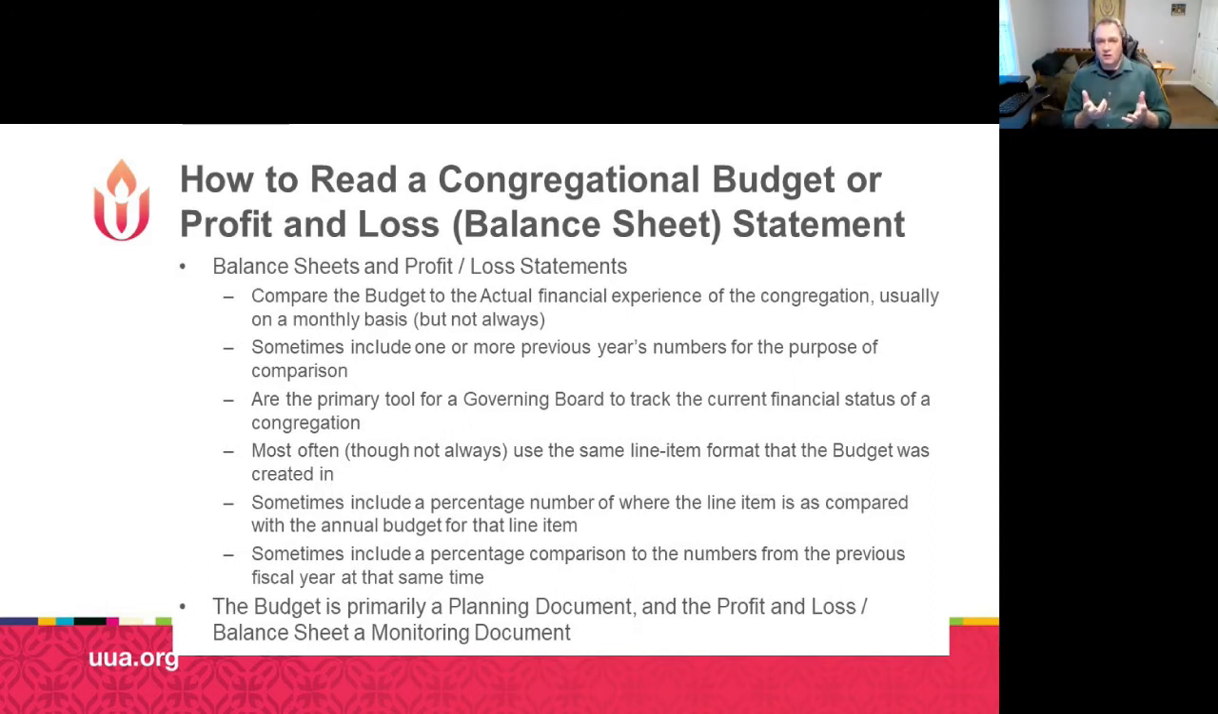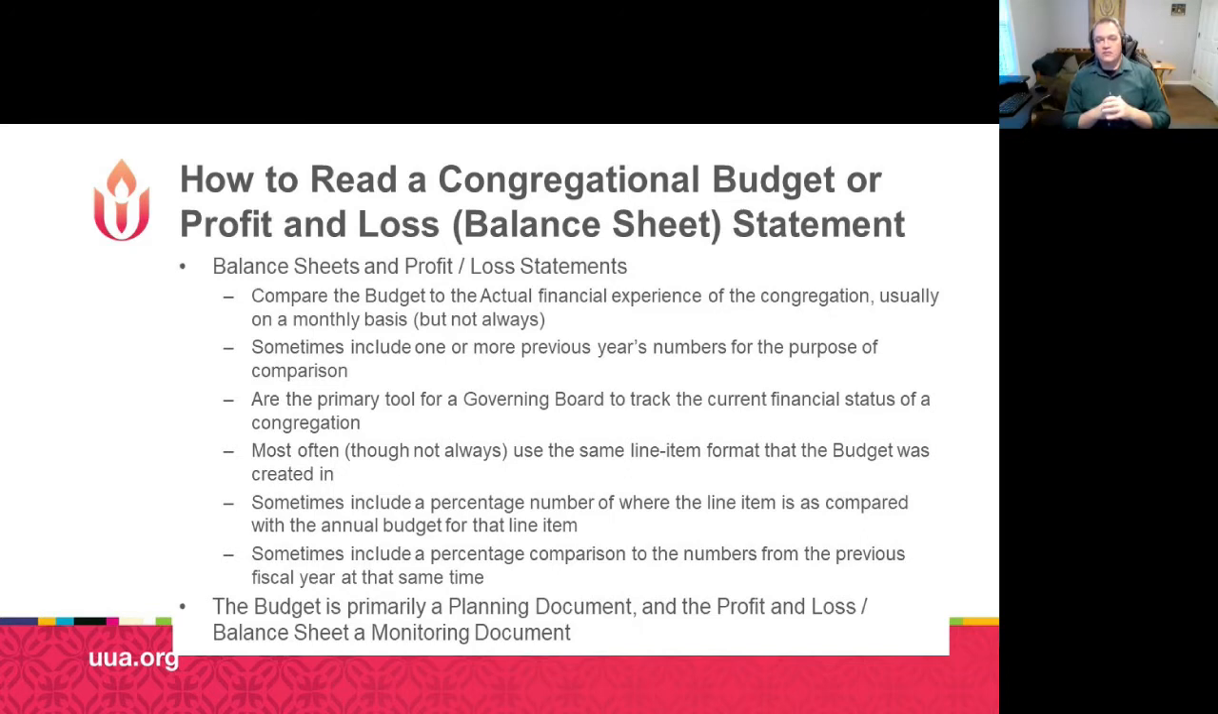Sometimes they include one or more previous years of numbers for the purpose of comparison, which is, I think, the most useful tool to be able to see: this is where we are on these line items at this time in this month. This is where we were in these line items at this month last year. And I've even seen a few that went back 2 or 3 years to give that continuity. They're the primary tool for a governing board to track the financial status of the congregation.